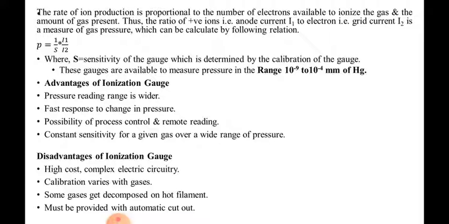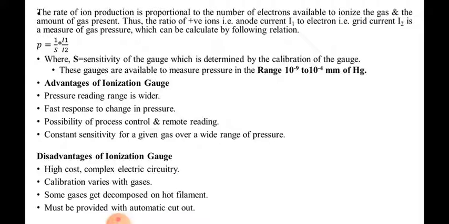Okay, so every instrument has certain advantages as well as certain limitations. So the advantages of the ionization gauge are: the pressure reading range is wider, which means a wide range of pressure can be measured. Then fast response to change in pressure, which means the instrument gives a very fast response to the pressure change. Then the possibility of pressure control and remote reading, and constant sensitivity for a given gas over a wide range of pressure.